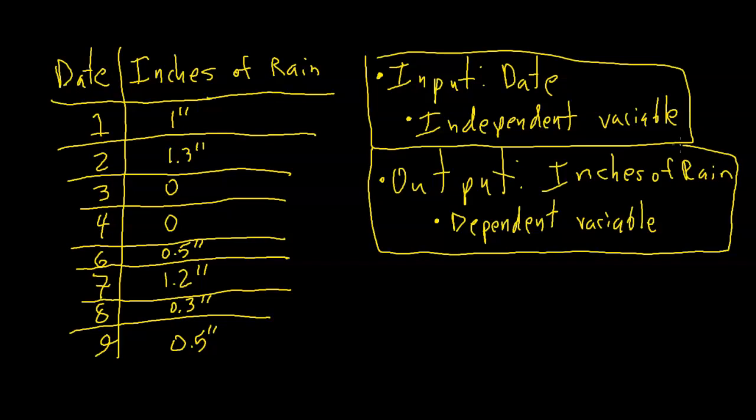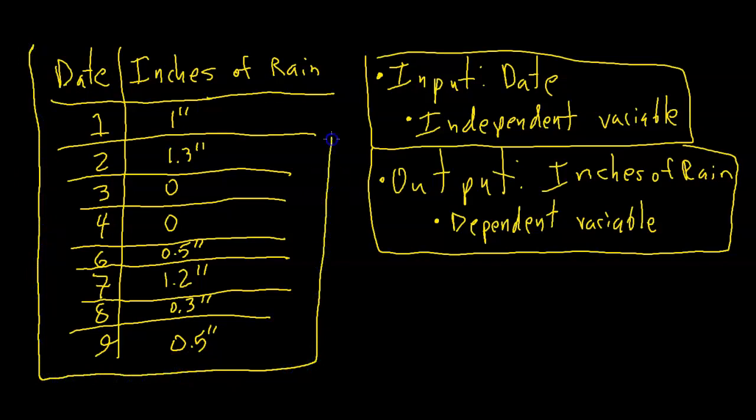Okay, so let's take a look at this data table here. I've made up a data table to summarize some of the relationships between the dates of this month and the inches of rain that fell in this month. So if we look here, date the first of the month, on that day there was 1 inch of rain. The second of the month there was 1.3 inches of rain. The third of the month, 0 inches of rain. The fourth of the month, also 0 inches of rain, and so on and so forth, right?